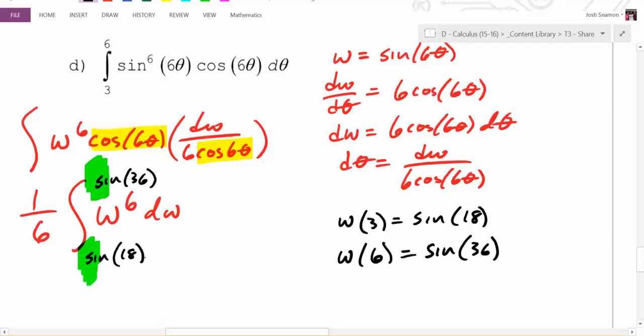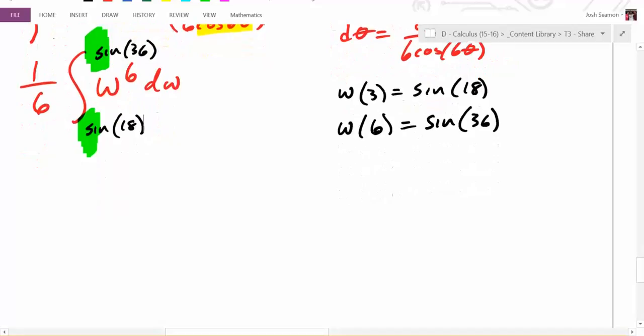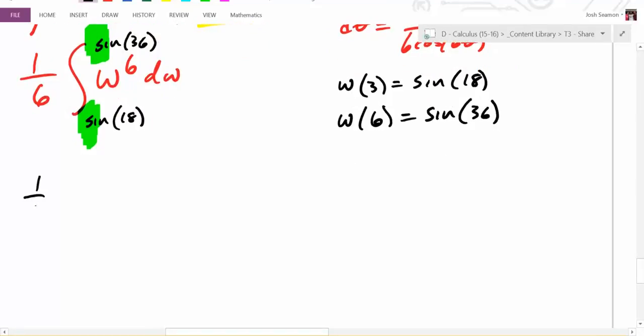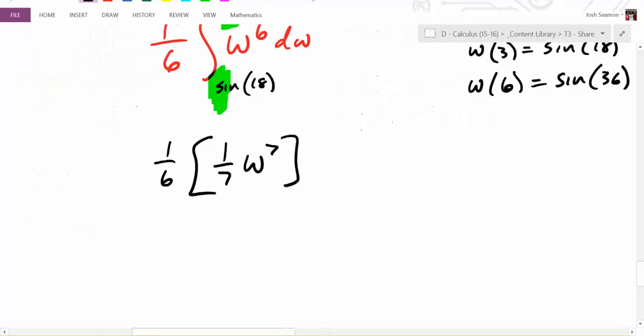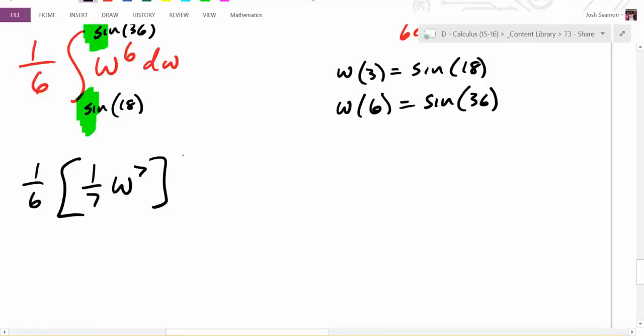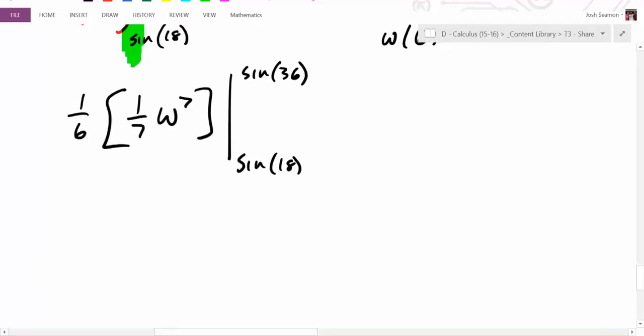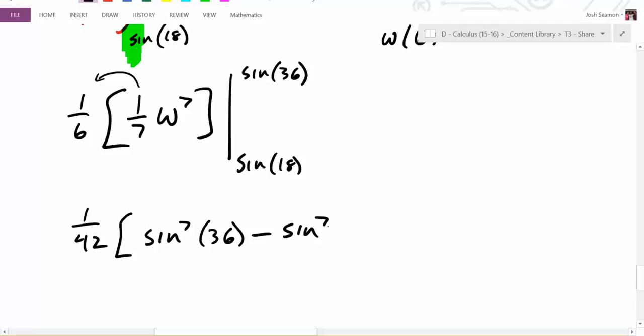18. What's the integral of w to the 6th, Liam? What's the integral of w to the 6th? Exactly. Nice. And what are we evaluating that from? What's the first thing? Sine of 18 all the way to sine of what? 36. Now, could we write this out? Sure. We could factor that out. 1 over what? 42. So it's going to be sine to the 7th of 36 minus sine to the 7th of what? 18. That would be the exact answer.